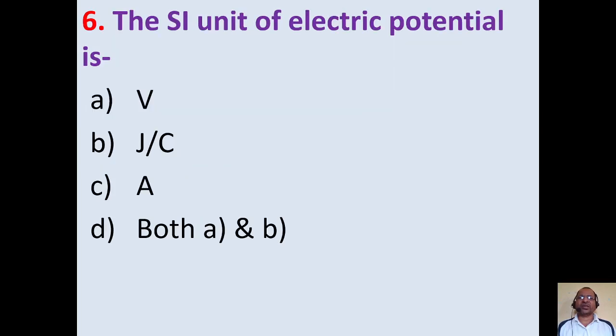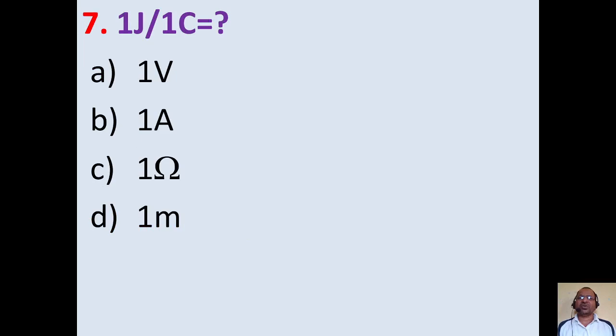The SI unit of electric potential is, so by the formula electric potential is equal to work done upon charge. Unit of electric potential is joule per coulomb. This is also known as volt. So both options, volt and joule per coulomb, are correct. So option D is correct. 1 joule upon 1 coulomb, so this is the definition for 1 volt.